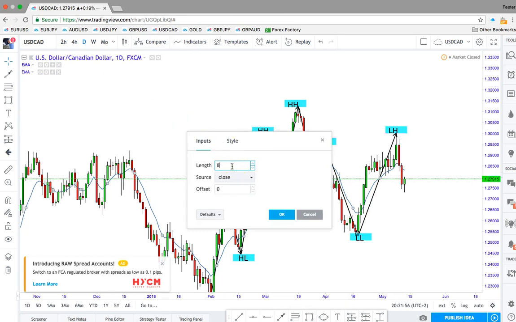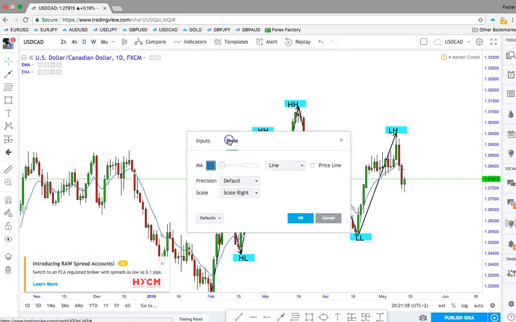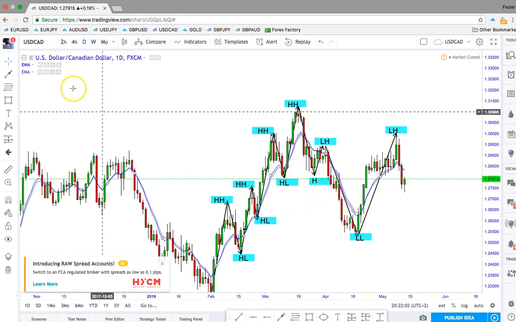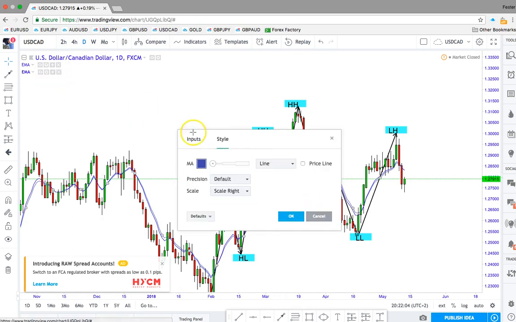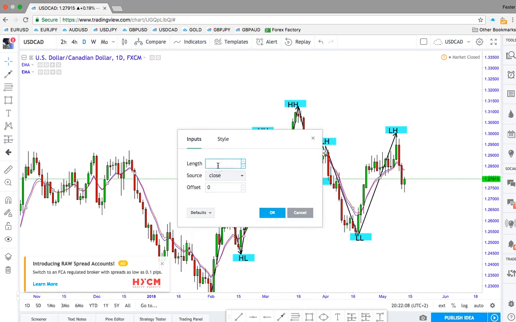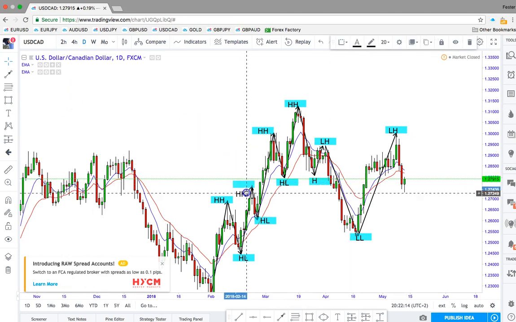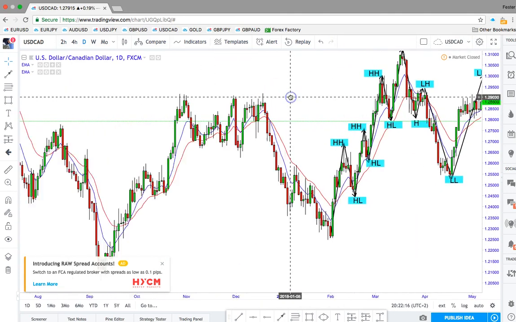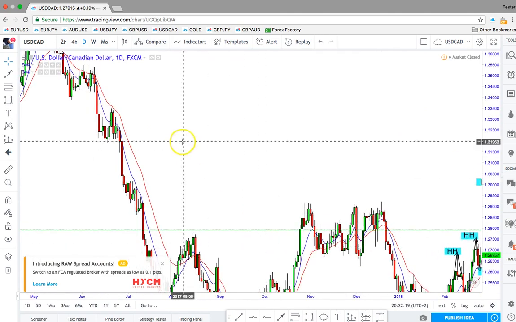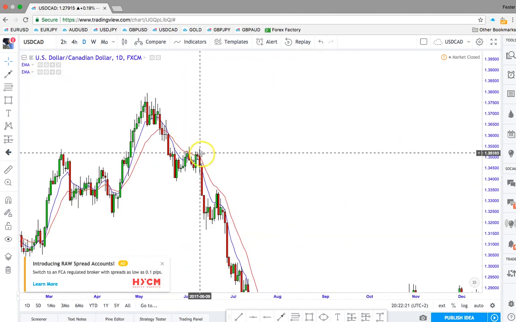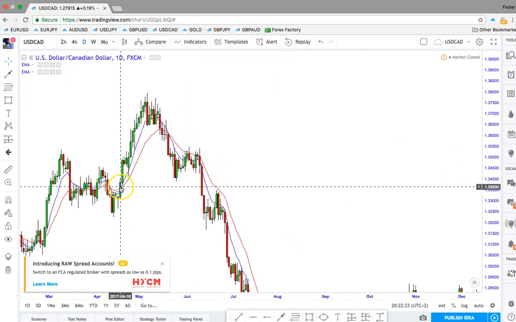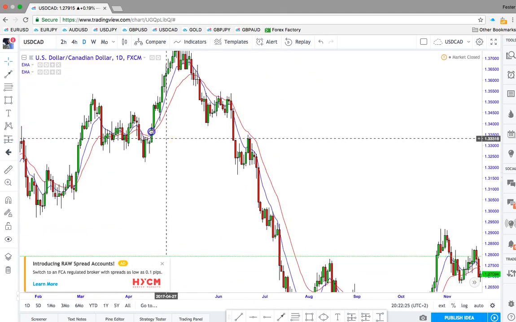You'll make it 8. The style will then be blue, that blue over there. Say okay, click at the bottom one. This one you'll make red, and the inputs here are 18. So you're using 8 and 18, and let me not disturb this. So as you can see, if you go back, whenever the red is above the blue, the market is bearish, and then when the red is underneath the blue, the market is bullish.